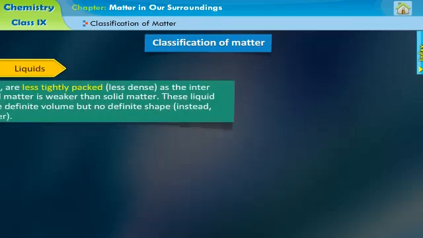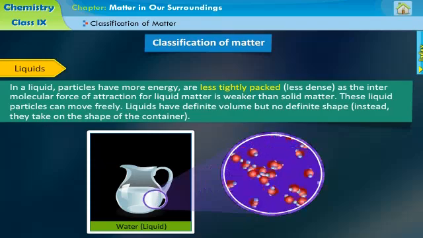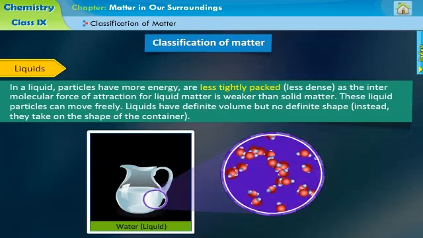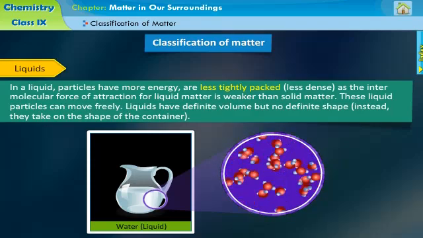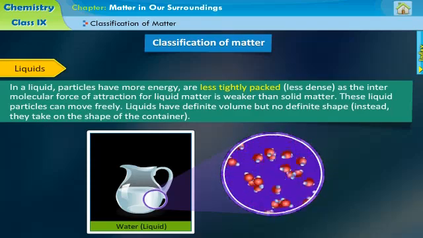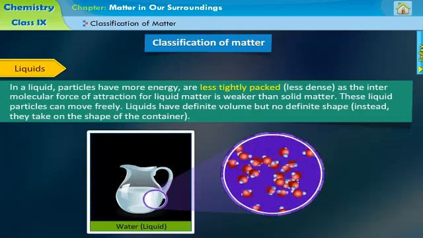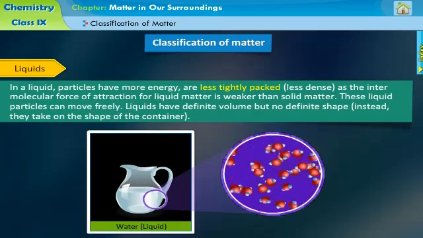Liquids. In a liquid, particles have more energy, are less tightly packed, less dense, as the intermolecular force of attraction for liquid matter is weaker than solid matter. These liquid particles can move freely. Liquids have definite volume but no definite shape. Instead, they take on the shape of the container.